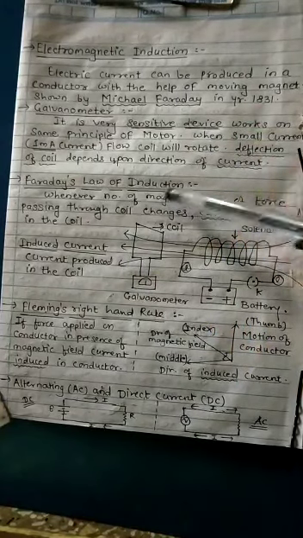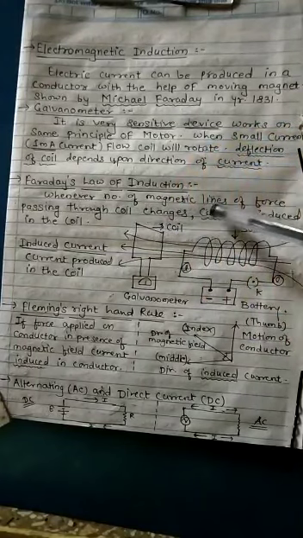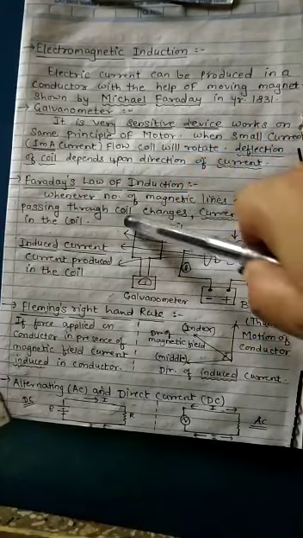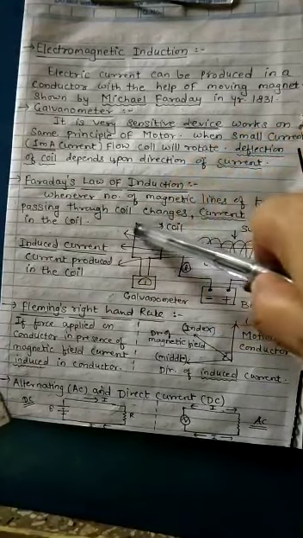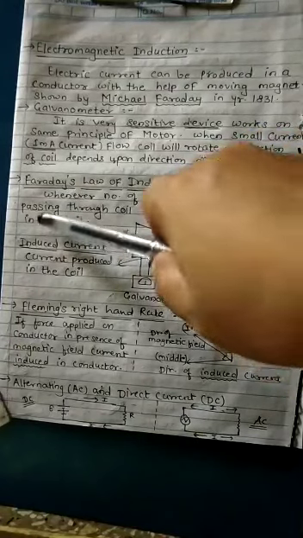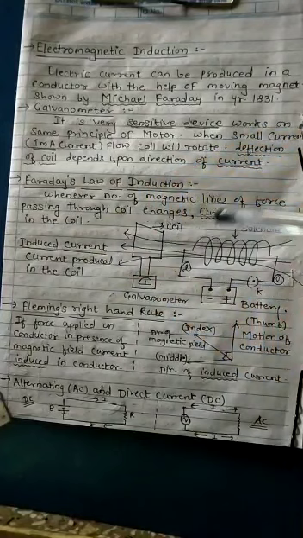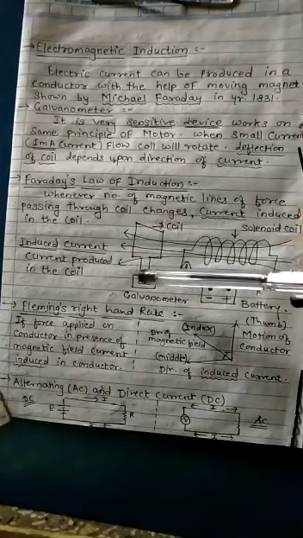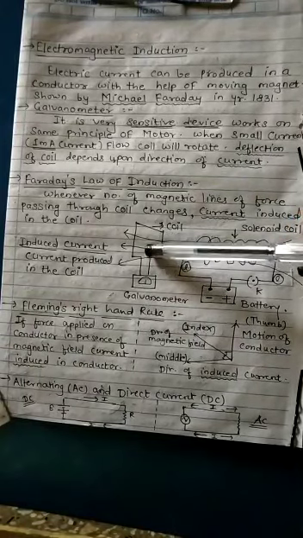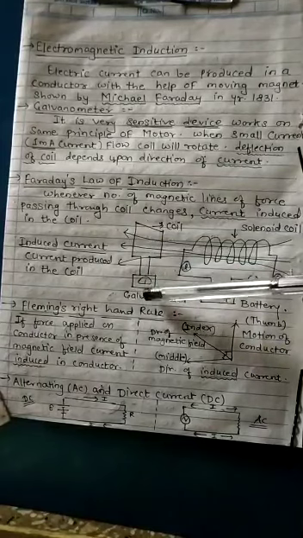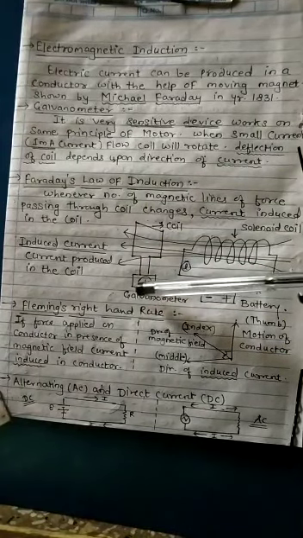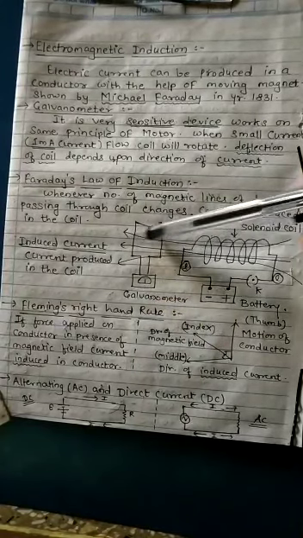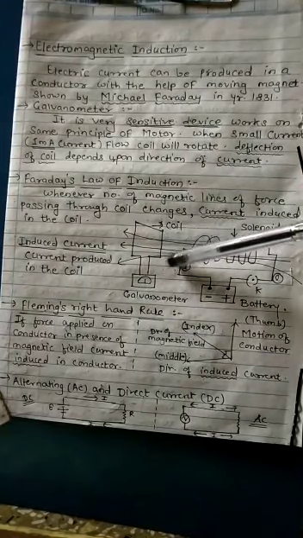So according to Faraday's law of induction, whenever the number of magnetic lines of force, these arrows, passing through the coil changes, current is induced in the coil. In this coil the current is induced, but how do you identify that current is produced here? To detect the current, we join a galvanometer here. With the help of deflection in the galvanometer, we conclude that current is flowing through the coil. So this is Faraday's law of induction.